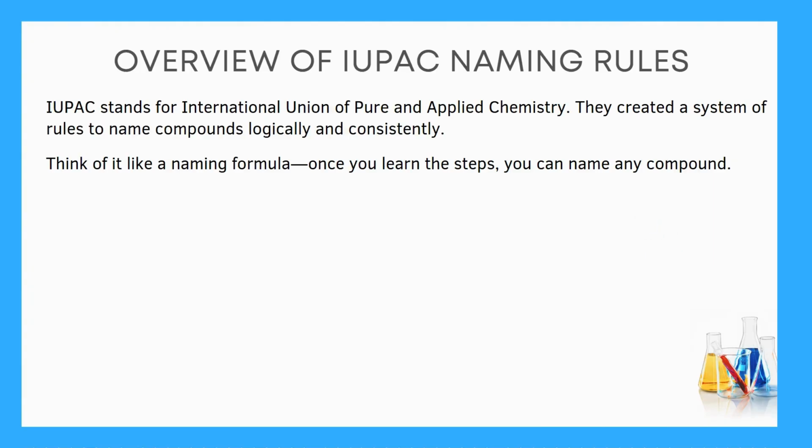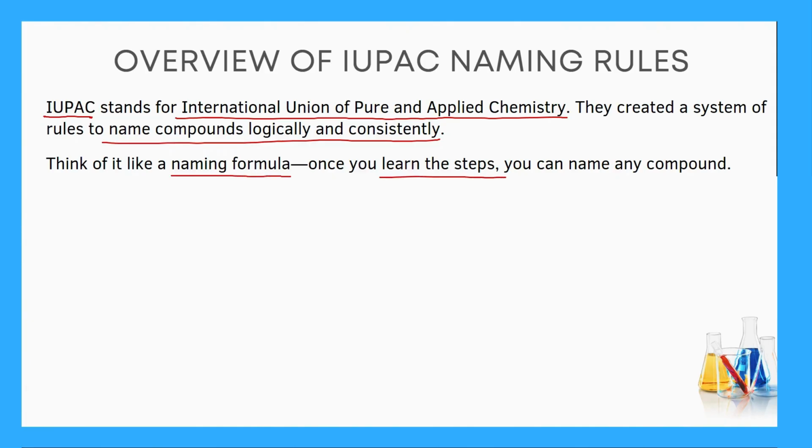So now that we have talked about that, that brings us to the overview of the IUPAC naming rules or system. Now, there is a system that has been put in place for the efficient assigning of names to different organic compounds, and that system is called the IUPAC naming system. IUPAC, by the way, stands for International Union of Pure and Applied Chemistry, and they created a system of rules that helps us to name compounds logically and consistently. Think of it as a naming formula. Once you learn the steps, you can name any compound anywhere in the world.